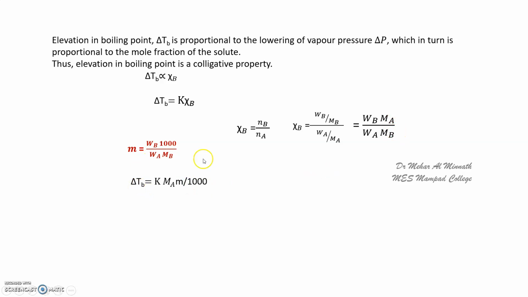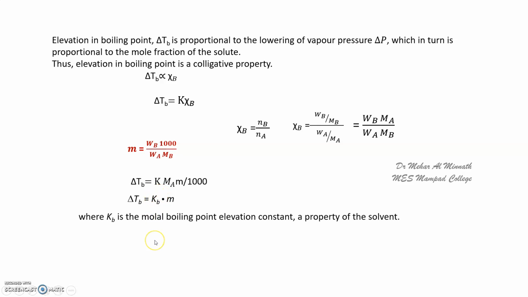So our delta TB is rewritten as delta TB equal to K into molecular weight of A into molality divided by 1000. Okay, A is the solvent. So you can put it as delta TB equal to KB into m. The K and MA both are constant. K is a proportionality constant and MA is the molecular weight of the solvent. Both are constants, so they can be put together, and we can introduce a new constant, that is KB.